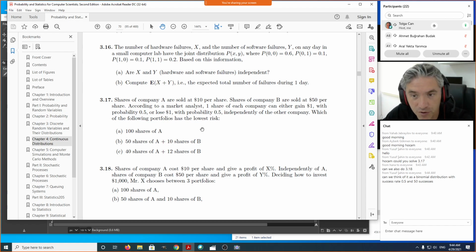Okay, the expected values. One share of each company can either gain $1 with probability 0.5 or lose. So there are two outcomes with equal probabilities. In order to find the expected value of 100 shares of A, we can also think about the binomial distribution in this case. It will be like a binomial distribution with success probability 0.5, so it will be 50 successes expected here.